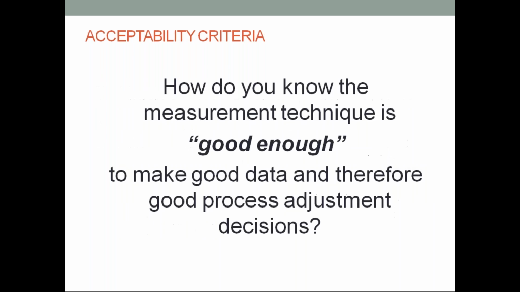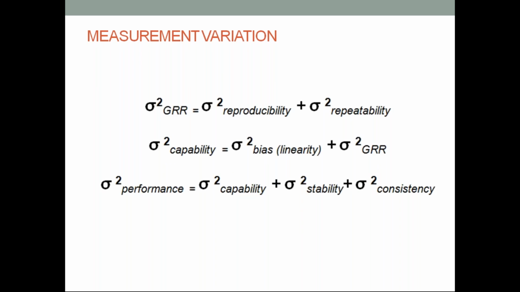So how do you know the measurement technique is good enough to make good data and therefore good process adjustment decisions? Well, if you take a look at the measurement errors, you have Gage R&R, which is the reproducibility plus the repeatability. The Gage R&R plus bias gives you your gauge capability, and then your overall gauge performance is your gauge capability, which is your bias and your Gage R&R, plus stability over time and consistency from usage to usage.